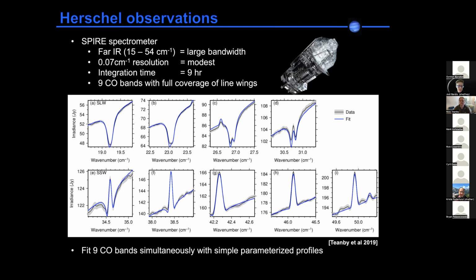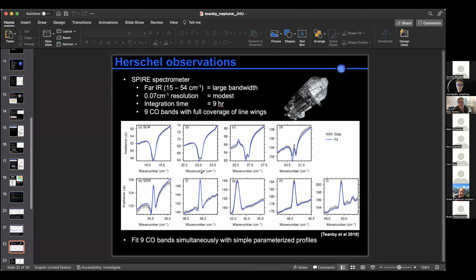The next one is going to be Jason Hofgartner talking about Triton's plumes, and that might be a good time to pair up what Rick was suggesting about Triton's plumes and Neptune's upper atmosphere. That might be kind of interesting.